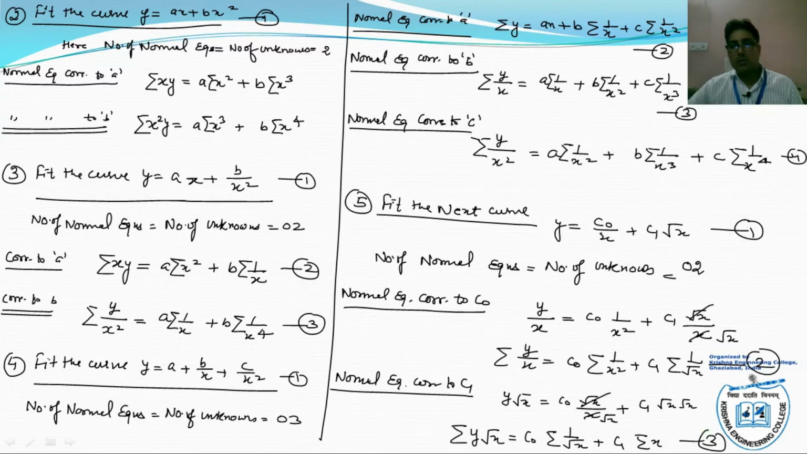Equations second and third are the normal equations corresponding to equation first. Clear? Solve the equations. We get the values of c naught and c1. Put the values of c naught and c1 in equation first, and we get the required best fit curve. Now we learn the next normal equation. This is question 6. Fit the curve.